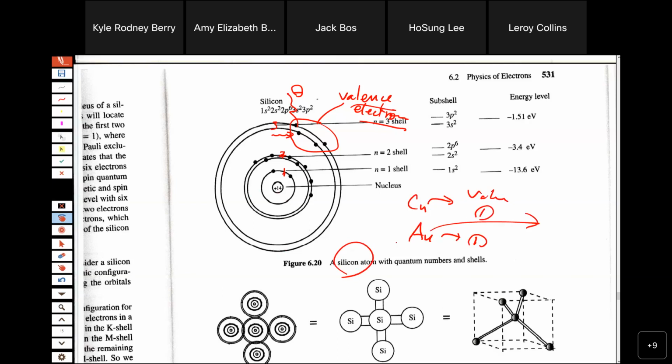Anyhow, something like that. Because the inner electrons have huge energy, it is almost impossible for that electron to become free. Only a valence electron. Okay, so this electron can be free.